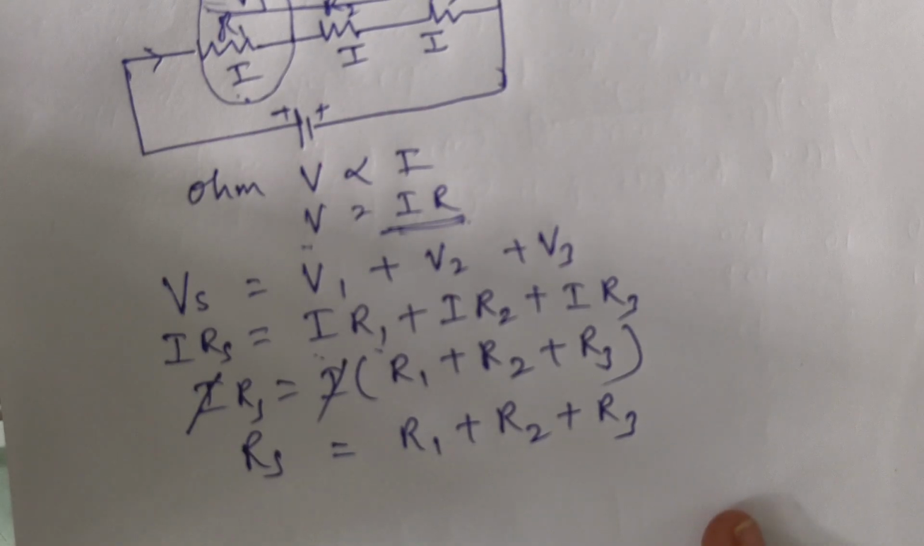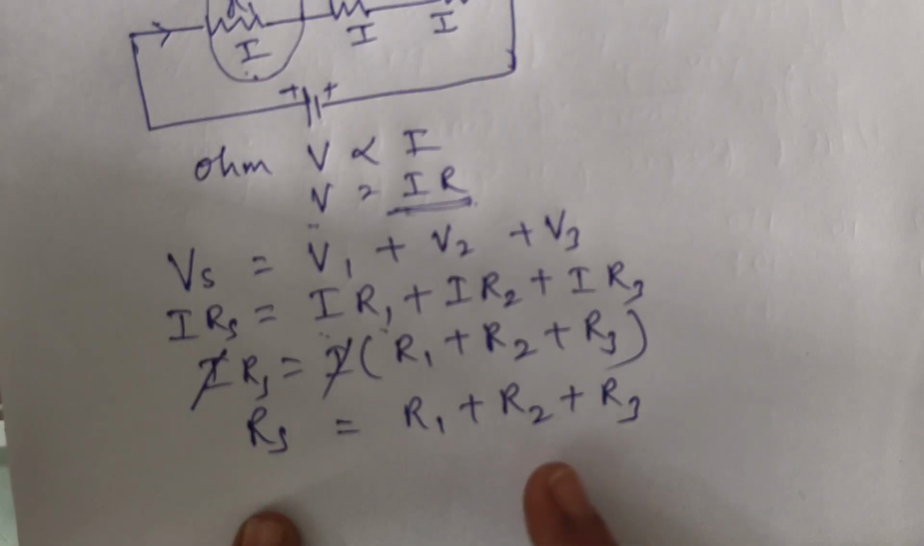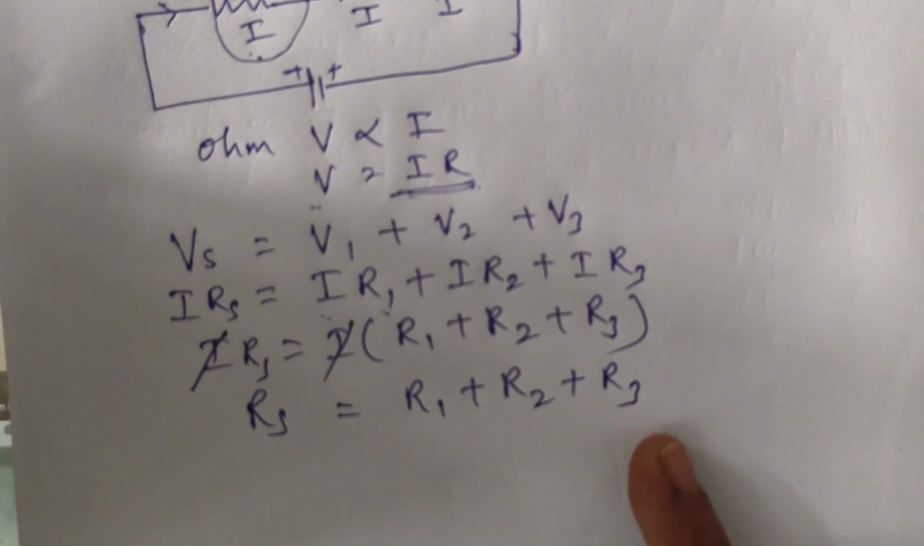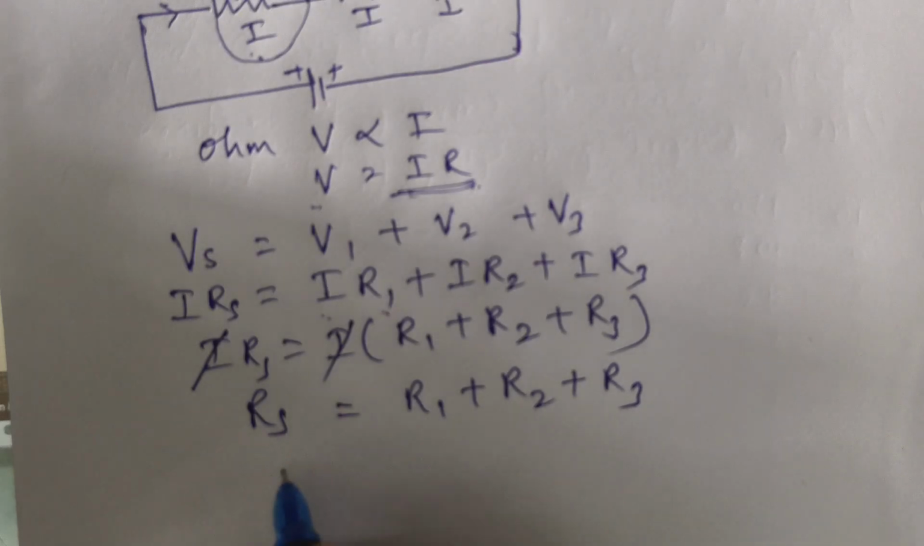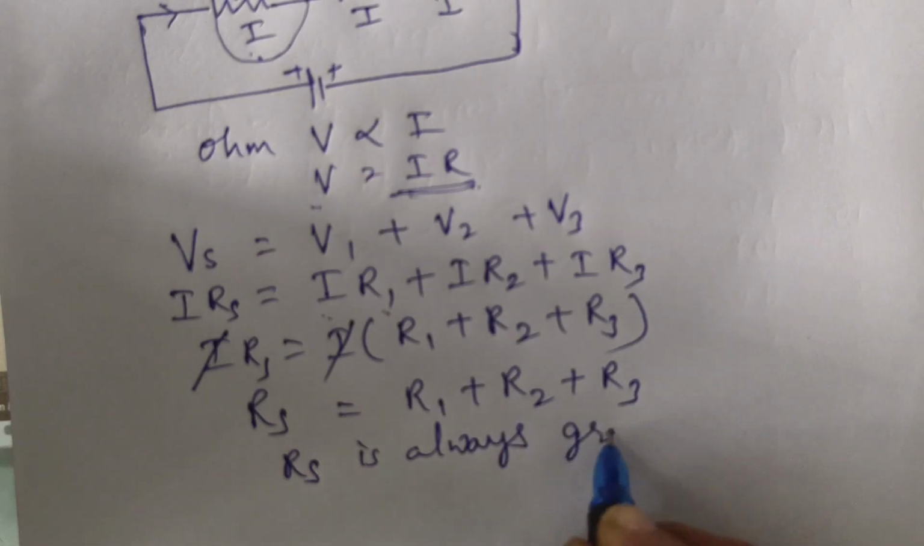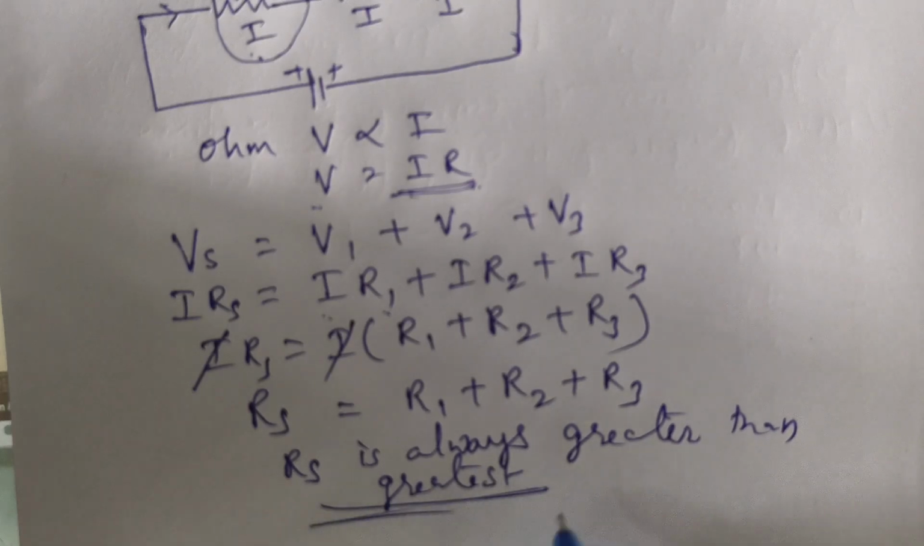So simply we can remember: we take a simple circuit where I is the current flowing and the potential difference across each resistor is V1, V2 and V3, and simply we can find the series resistance. As we got R1 plus R2 plus R3, the equivalent resistance is the sum of all the individual resistances. So we say that resistance in series is always greater than the greatest. This is important to remember.